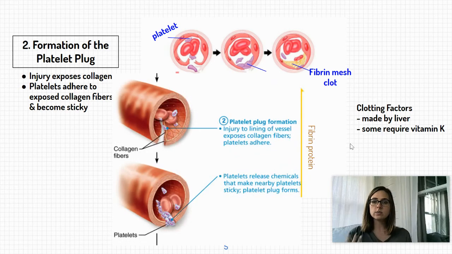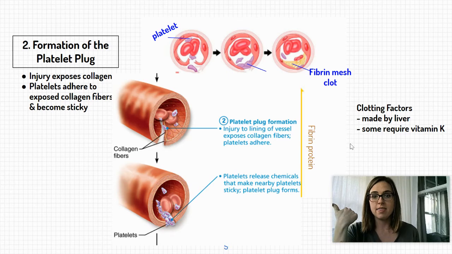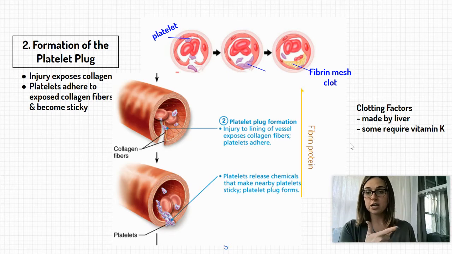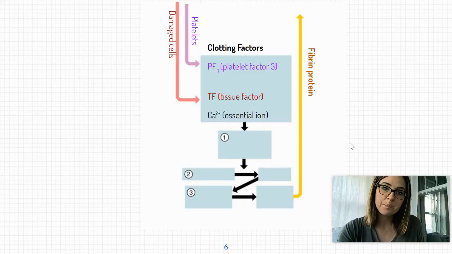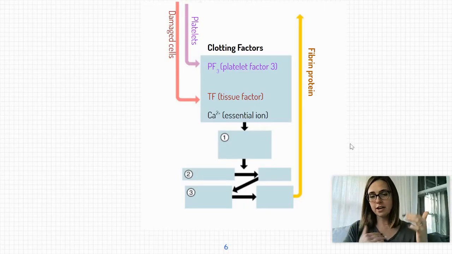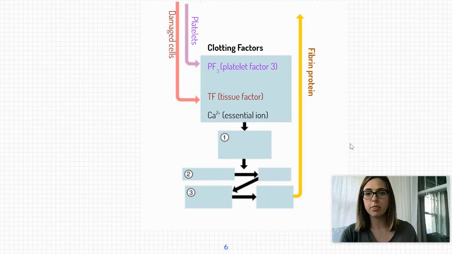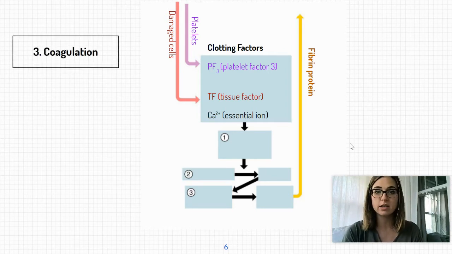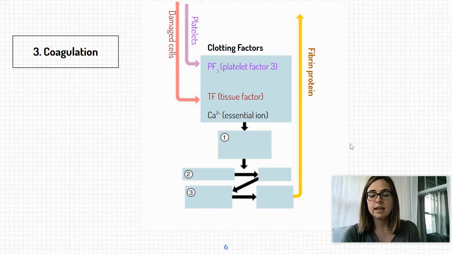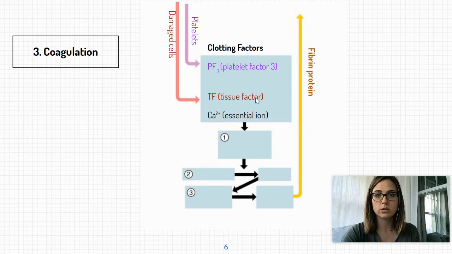All right, so this was step two that we just discussed, platelet plug formation. First thing is the platelets adhere to the exposed collagen, and then they have a platelet party, making a platelet plug. There you go. So, the clotting factor step here is sort of the in-between step that leads to our third and final step, which is coagulation. And so, coagulation needs these in order to occur.